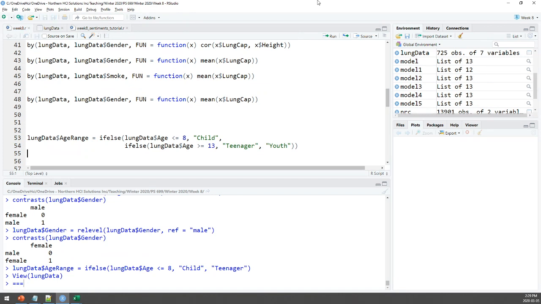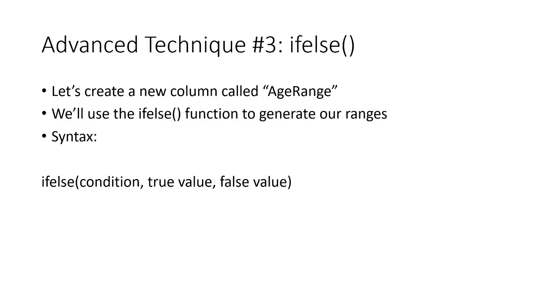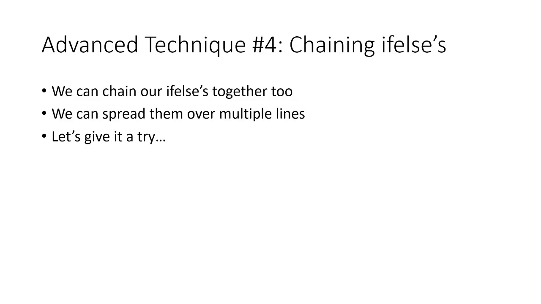Now, let me throw you a curveball. You ready for the curveball? So we saw our advanced technique 3, which is we were able to use if-else to do 2 different age ranges. Our advanced technique 4 that we just covered is that we're able to chain them together. So we can put if-elses inside of other if-elses, which we tried.